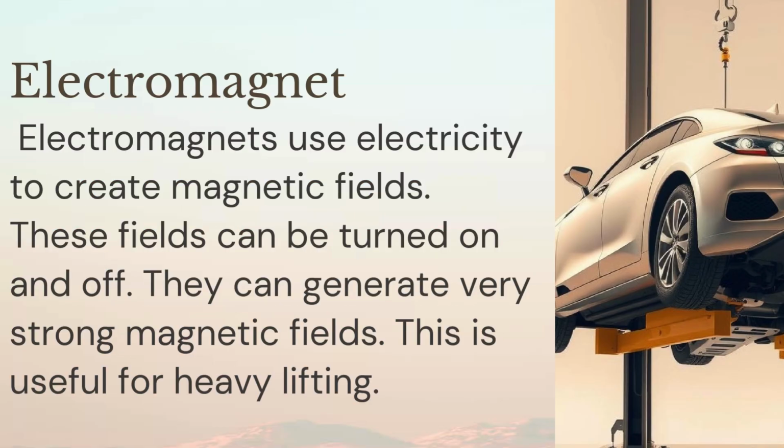Electromagnets use electricity to create magnetic fields. These fields can be turned on and off. They can generate very strong magnetic fields. This is useful for heavy lifting.